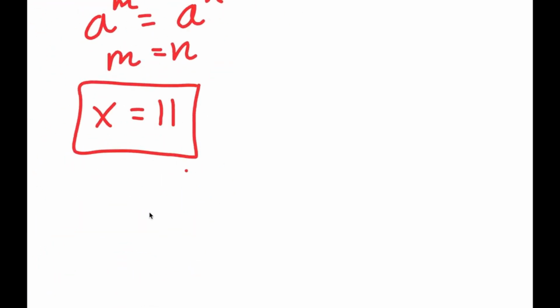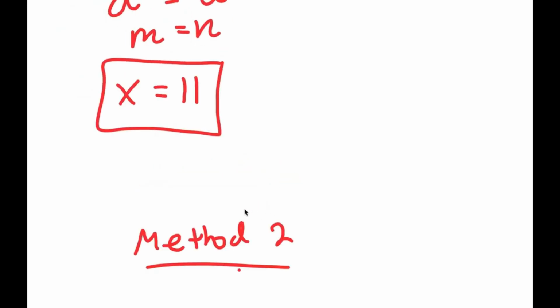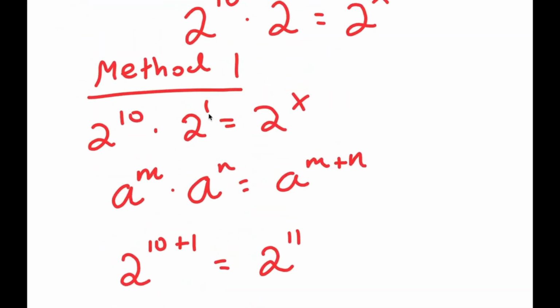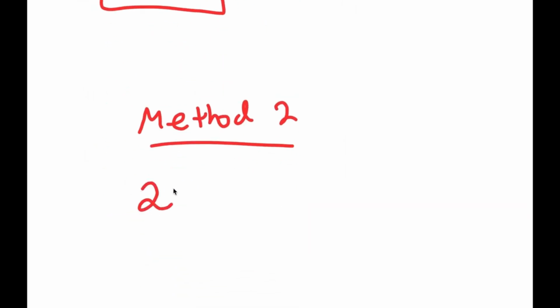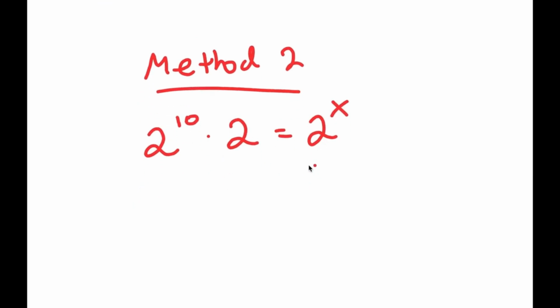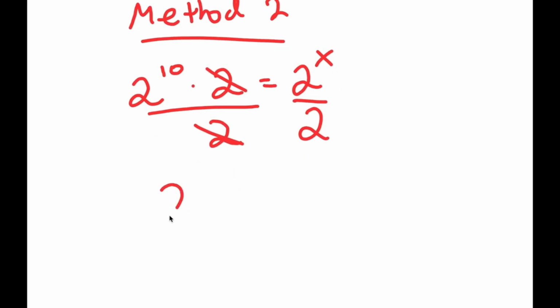Now, method 2 of solving the problem from this step right here. So I have 2 to the power of 10 times 2 is equal to 2 to the power of x. Now, instead of multiplying 2, I'm going to divide 2 on both sides. So then these two cancel out, and I get 2 to the power of 10 is equal to 2 to the power of x over 2.